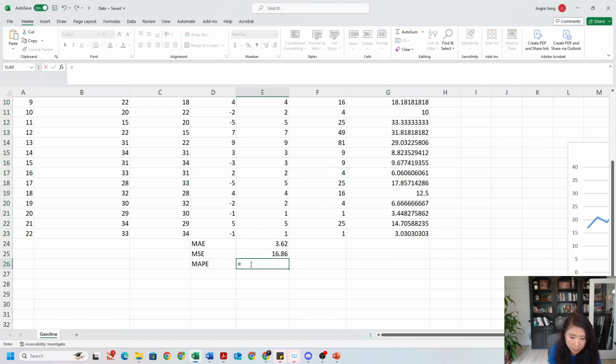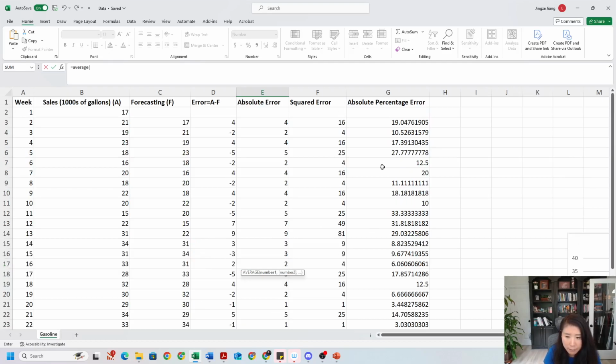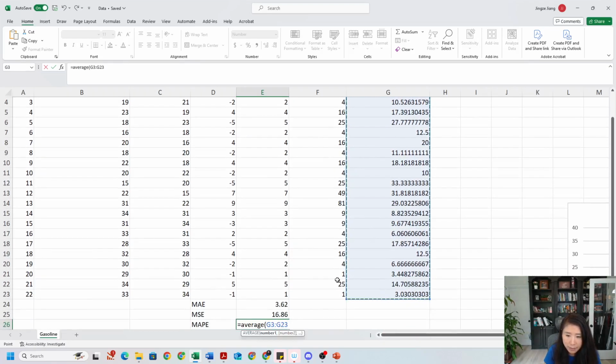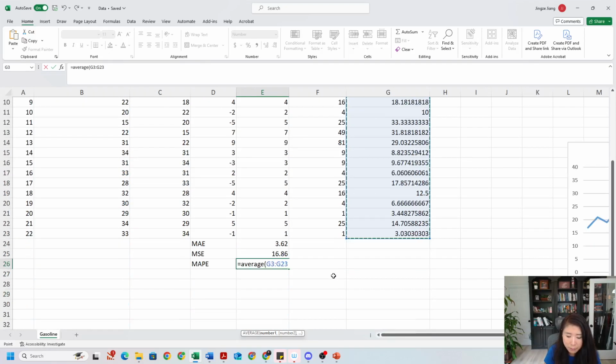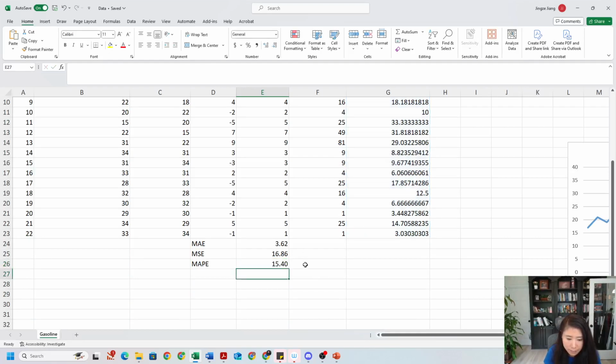Now I need to calculate MAPE. Basically, we use the function called AVERAGE, because we are trying to calculate the average, or mean, absolute percentage error. So AVERAGE, and then I select all my absolute percentage errors for all the periods that I had a prediction, close the parentheses, and push enter. You can notice that our MAPE value is equal to 15.4.